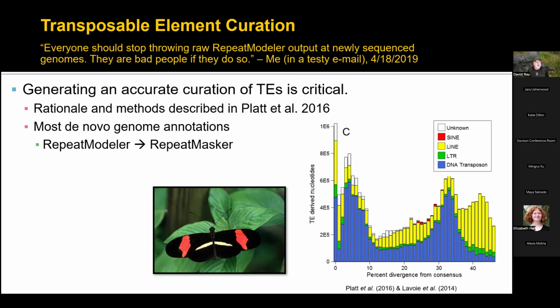And in a testy email to some colleagues, I quote myself here, everyone should stop throwing raw RepeatModeler output at newly sequenced genomes. They are bad people if they do so. And I stand by that. People should pay more attention to these things and not just do that. And I'll show you why in just a second.